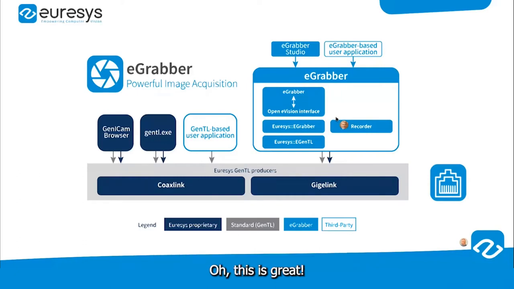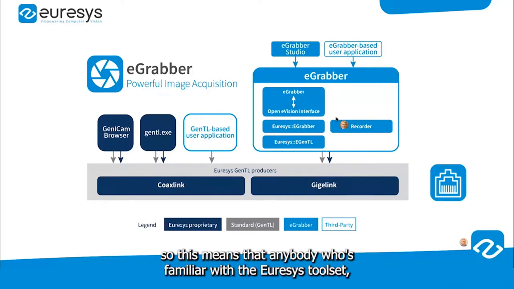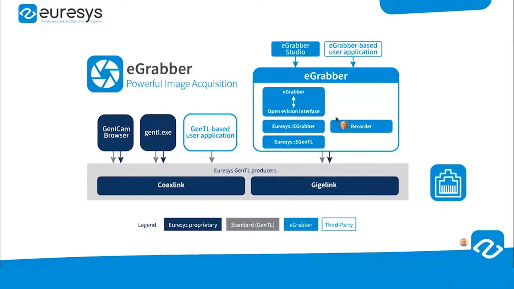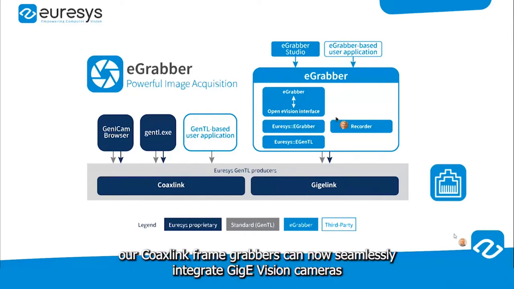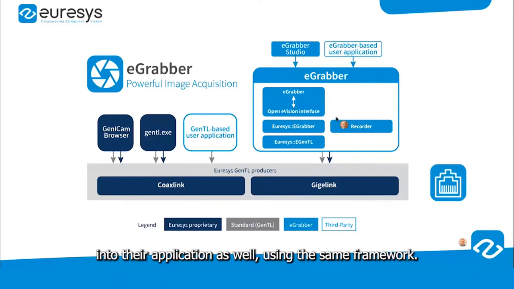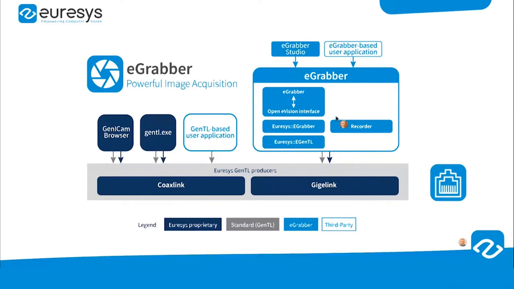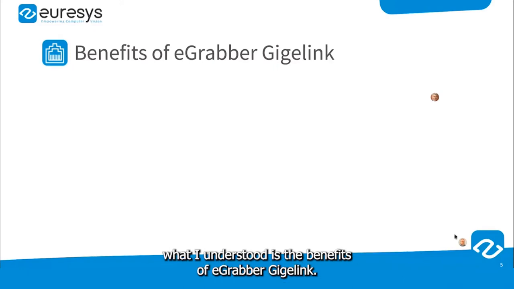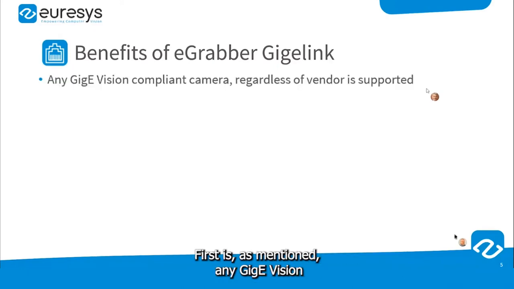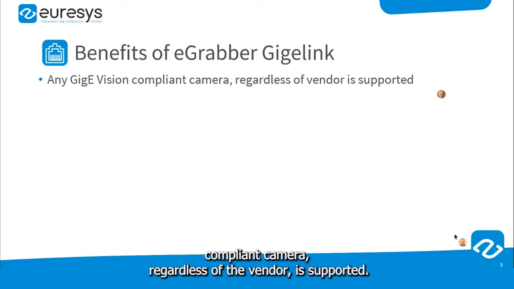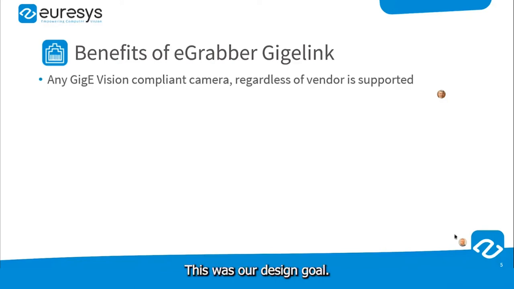Oh, this is great. So this means that anybody who's familiar with the Euresys tool set, our CoaXLink frame grabbers, can now seamlessly integrate GigE Vision cameras into their application as well, using the same framework. So if I understood everything correctly, Eric, let me try to summarize the benefits of eGrabber Gigelink. First is, as mentioned, any GigE Vision compliant camera, regardless of the vendor, is supported. Yes, this is correct. This was our design goal.